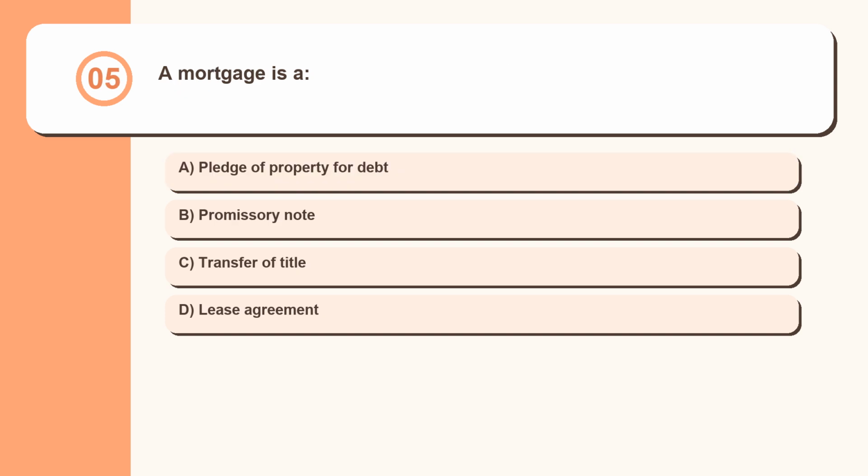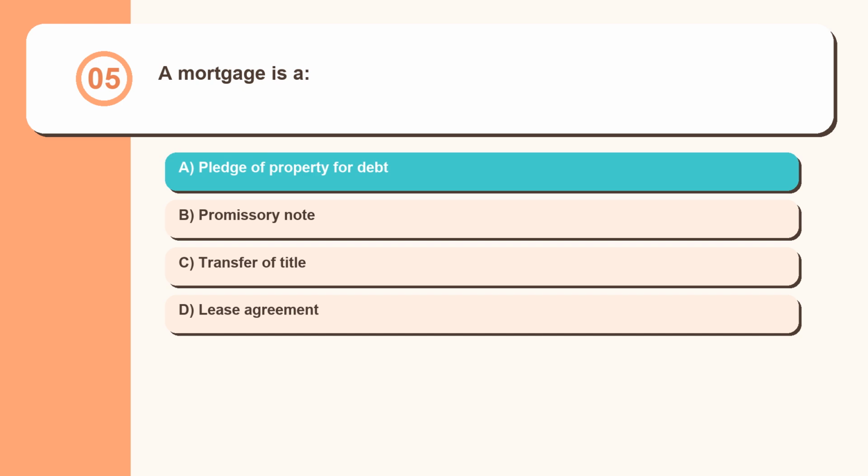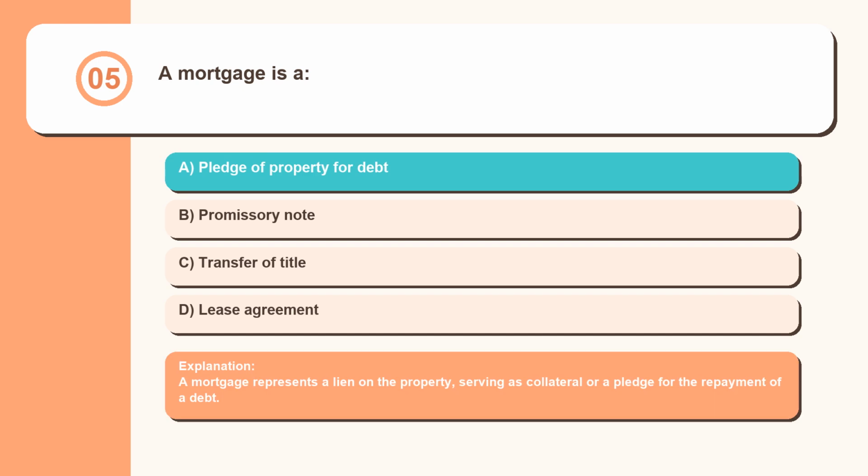Question 5. A mortgage is a pledge of property for debt, promissory note, transfer of title, lease agreement. A mortgage represents a lien on the property, serving as collateral or a pledge for the repayment of a debt.